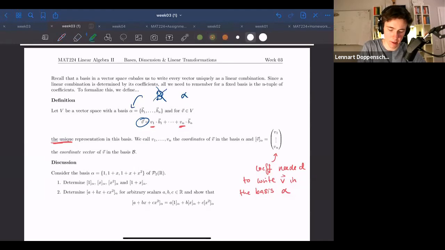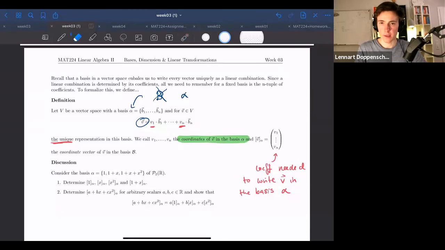So this is probably the most important word in this definition. So I'm saying that there is a way to express every vector in a basis as a combination. I'm also saying, as from work that we've done before, that this representation is unique because this is a basis. So we have linear independence, and that gives us uniqueness. And then I'm saying, well, let's just call these the coordinates in this basis. And this is kind of reasonable, I guess.